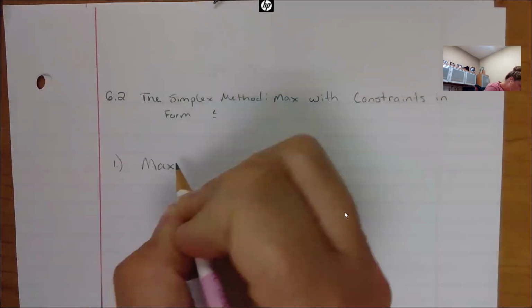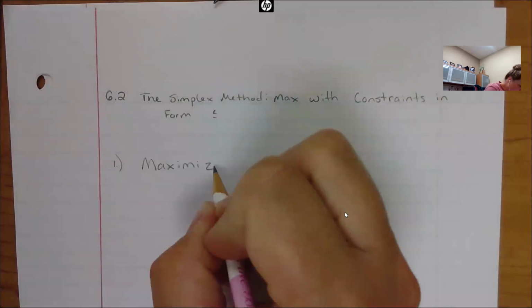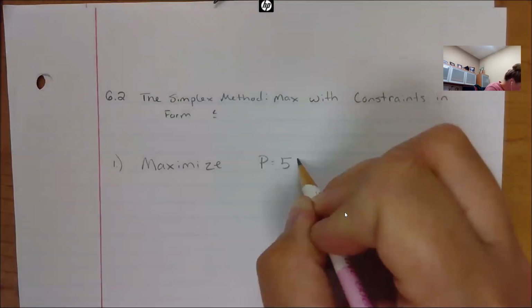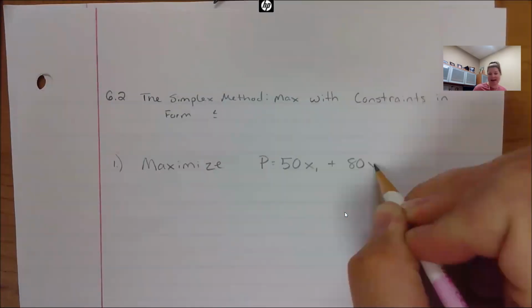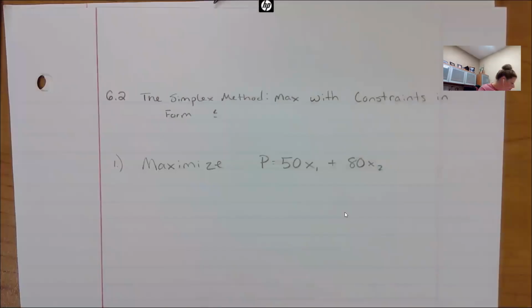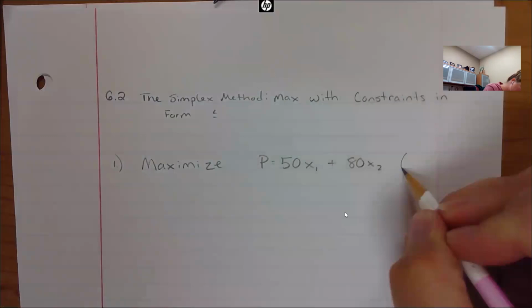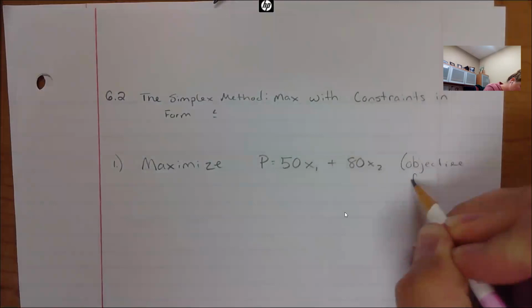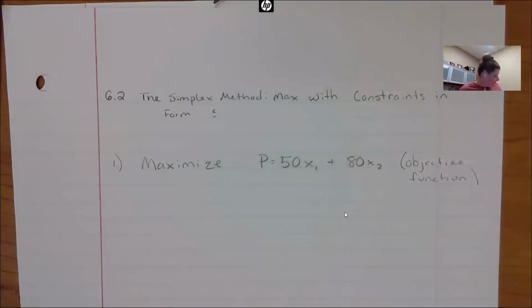We're going to maximize P equals, profit equals, 50 times x1 plus 80 times x2, same as the x and y, they just like x1, x2. And we call this our objective function.